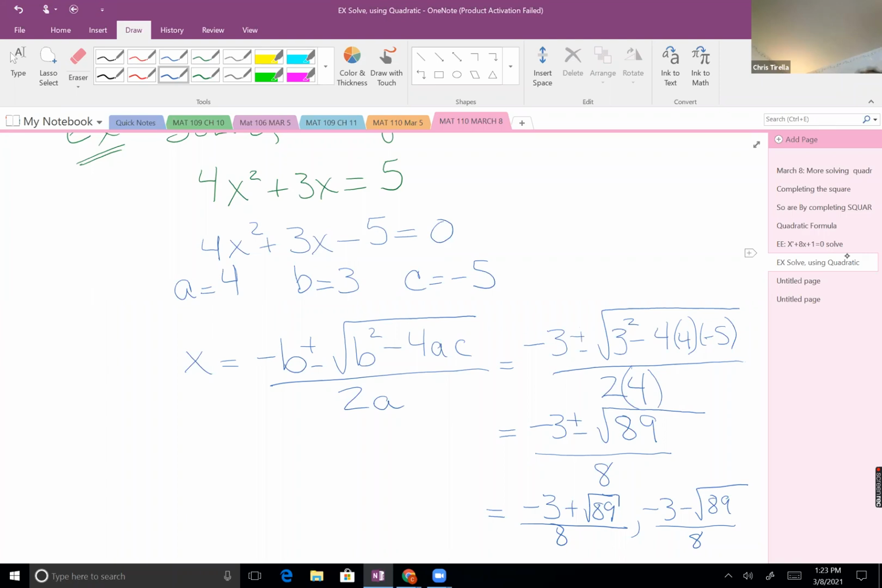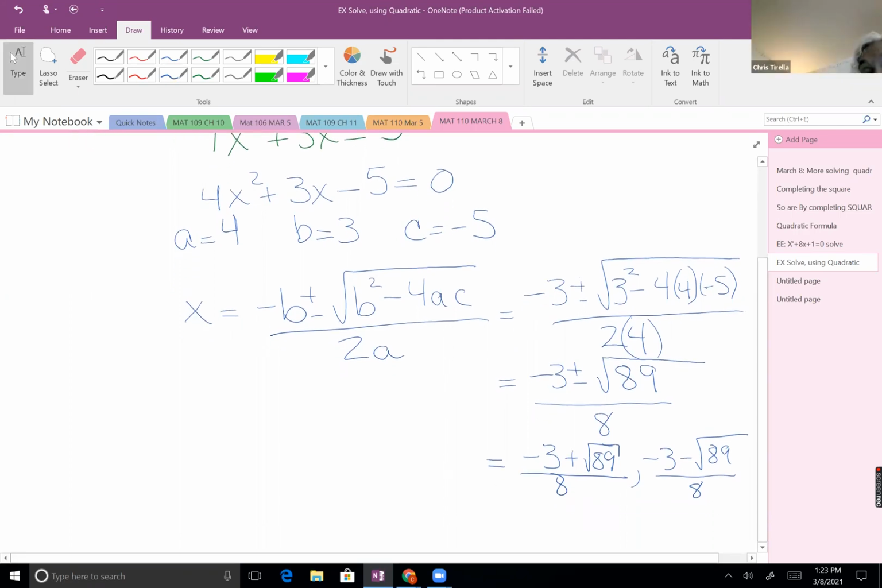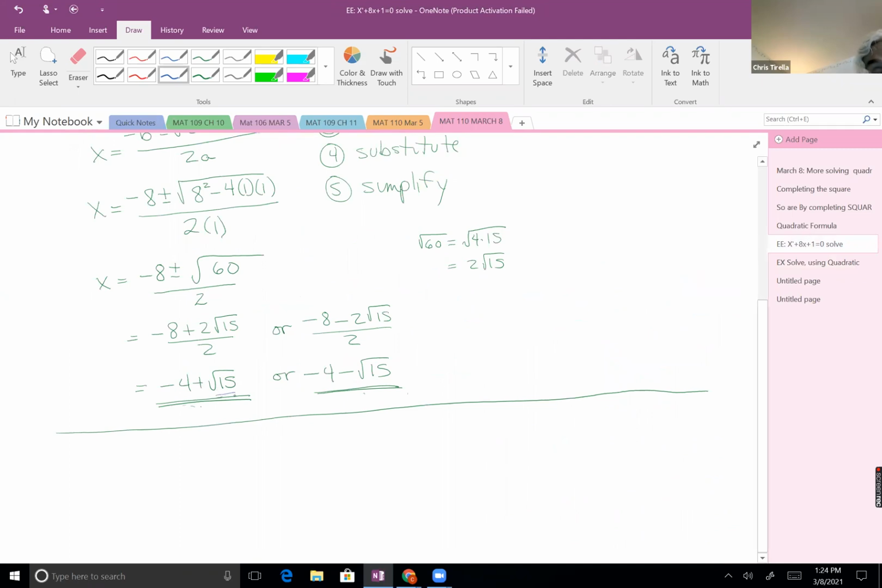Did anybody else get negative 3 plus the square root of 89 all over 8 and negative 3 minus the square root of 89 all over 8? Yeah. Now, did you notice that both of those last ones were irrational numbers because we had a radical left?